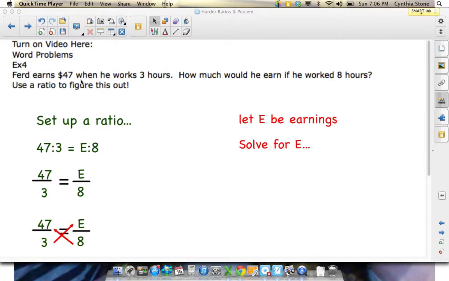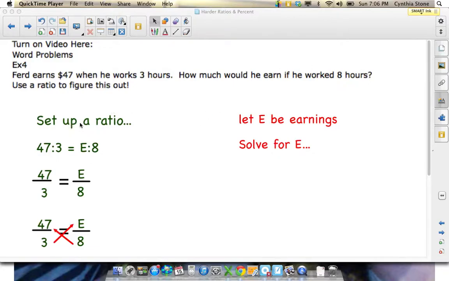Okay, so Ferd earns $47 when he works 3 hours. How much would he earn if he worked 8 hours? So one strategy that's just as good, maybe just more steps, is finding the unit rate. Find the unit rate, how much he earns per hour, then multiply that by 8. That would be a perfectly fine way to solve this problem. I just want to show you another way, and it might be easier for some people.